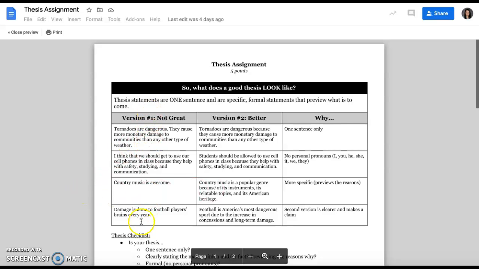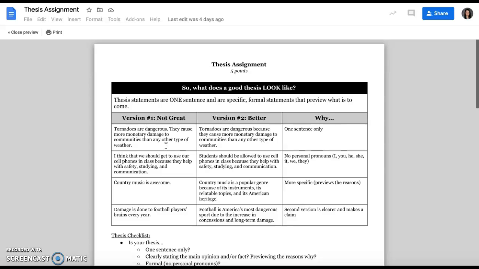So we've got 4 versions here. We can see the not great version, the better version, and why the second one's better. Let's take a look at the first one. Tornadoes are dangerous. They cause more monetary damage to communities than any other type of weather. Version 2: tornadoes are dangerous because they cause more monetary damage to communities than any other type of weather. Version 2 is better because it's only one sentence.